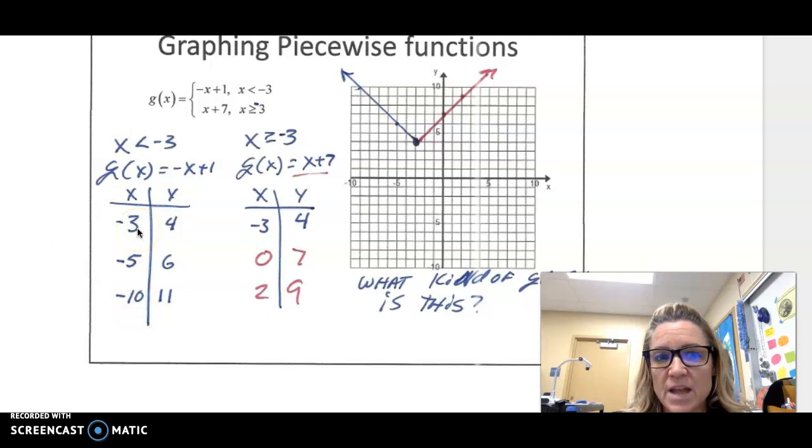I also included -3 to see what would happen, and I want to take the opposite of the number and add 1. So the opposite of -3 is +3, and 3 plus 1 is 4. The opposite of -5 is +5, plus 1 is 6. The opposite of -10 is 10, plus 1 is 11.